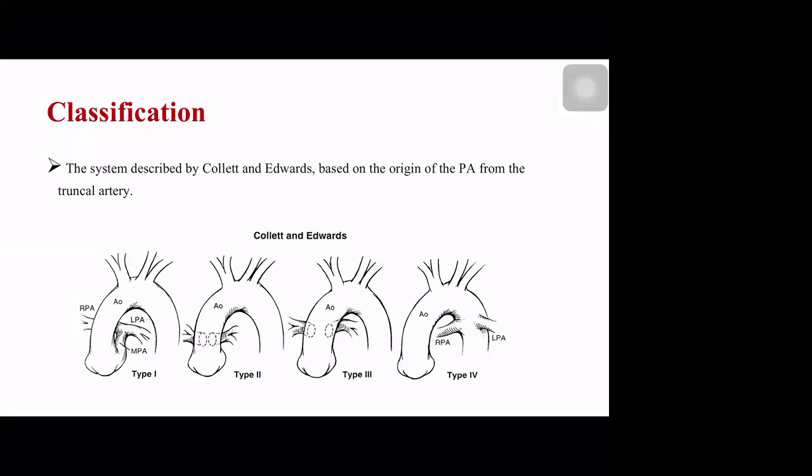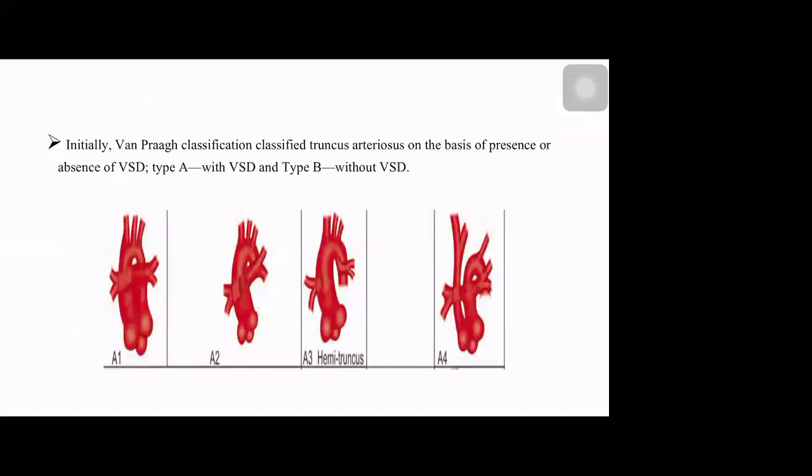Coming to another classification, that is the Van Praag classification. Initially, the Van Praag classification classified the truncus arteriosus on the basis of presence or absence of VSD. As I have already mentioned, mostly truncus arteriosus patients have VSD, but in a very small percentage, there is absence of VSD also. So when the VSD is present, it is known as type A Van Praag, and when the VSD is absent, it is known as type B Van Praag.